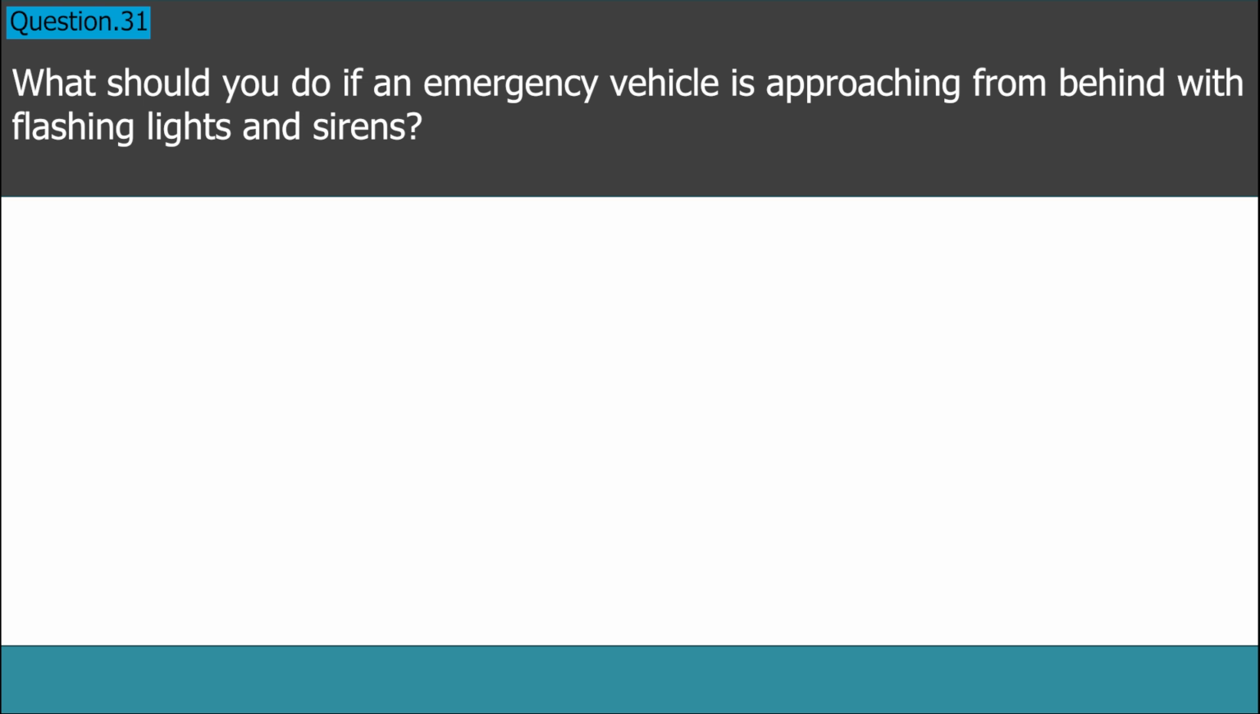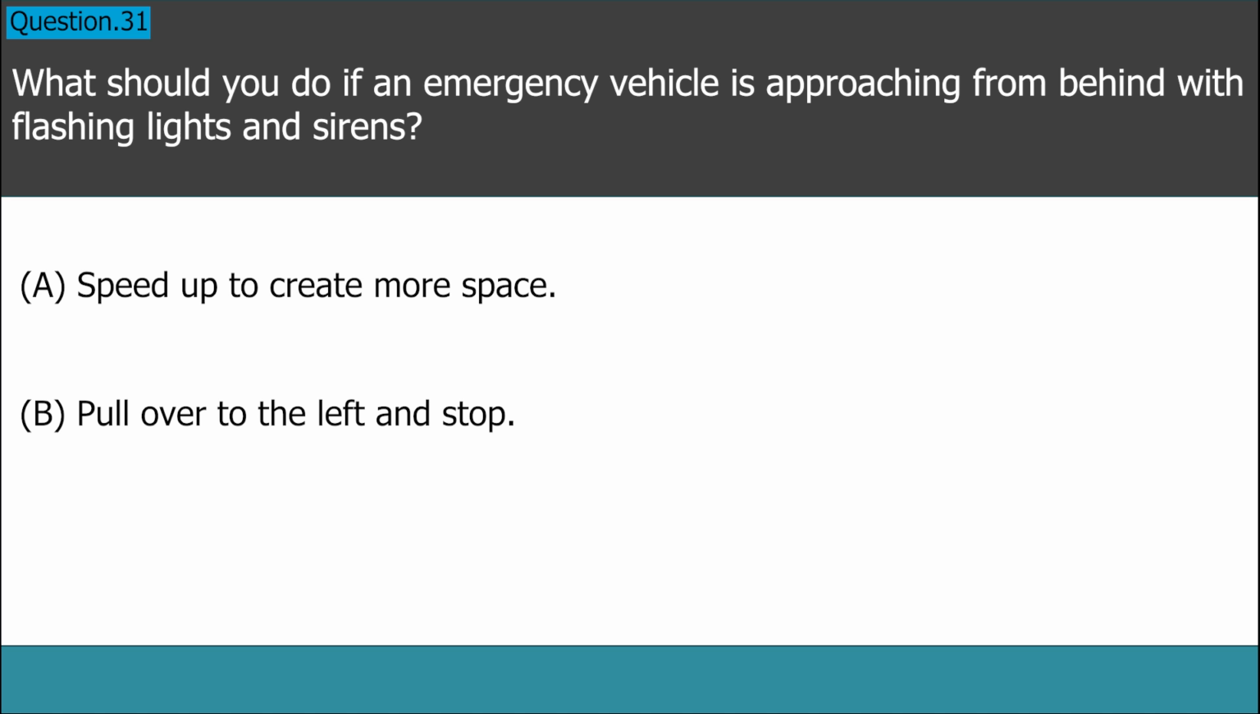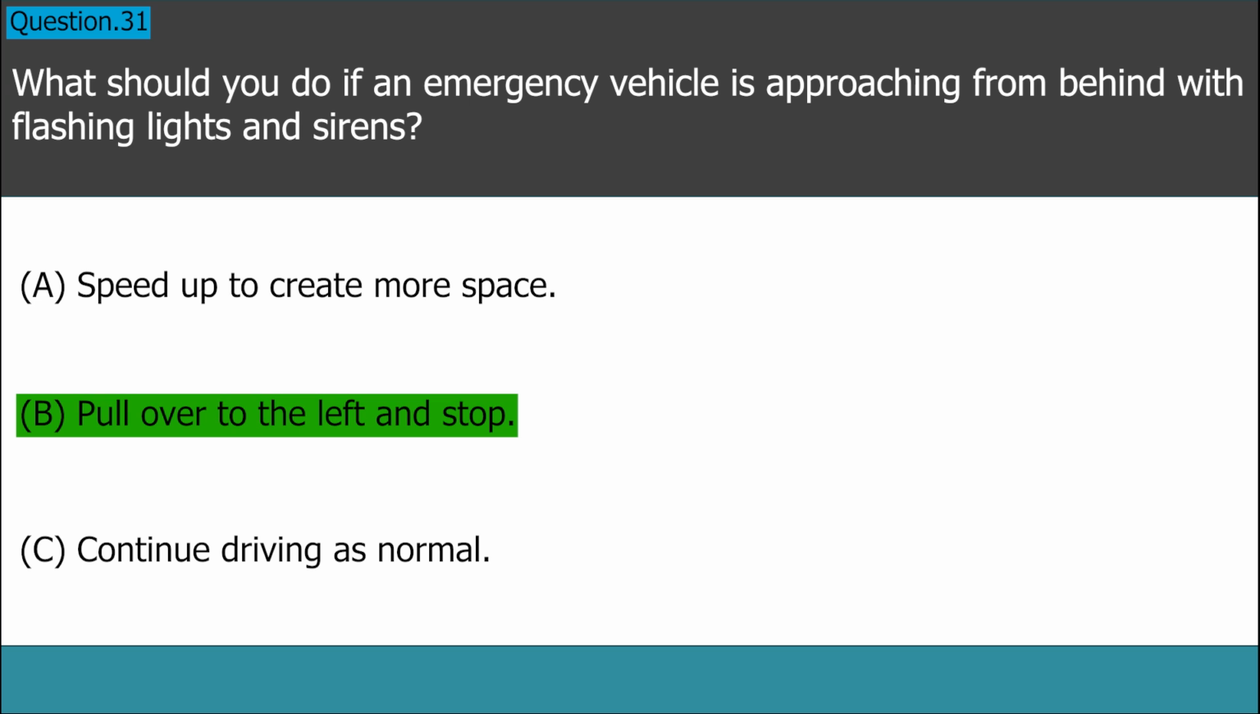What should you do if an emergency vehicle is approaching from behind with flashing lights and sirens? A. Speed up to create more space. B. Pull over to the left and stop. C. Continue driving as normal. Answer: B. Pull over to the left and stop. Yielding to emergency vehicles allows them to pass quickly and safely.